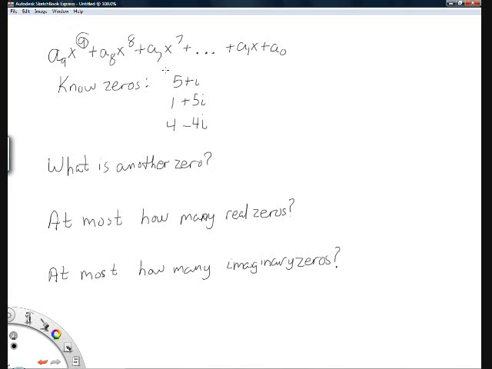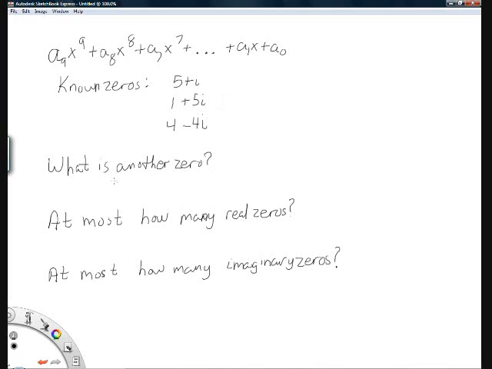So what we're going to do is go through the various questions that are associated with these types of polynomials. To get us started, we have been told of some known zeros. So these are the known zeros. Now you need to recognize that anytime you have a complex zero of the form a plus bi, there are also other zeros that are its conjugate.